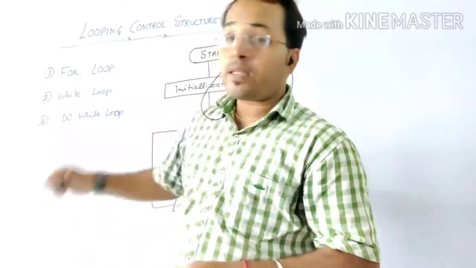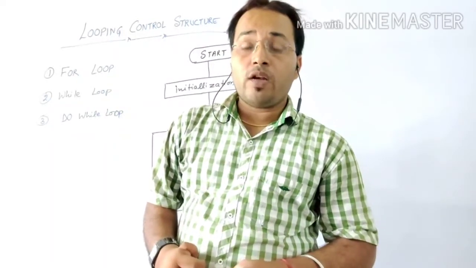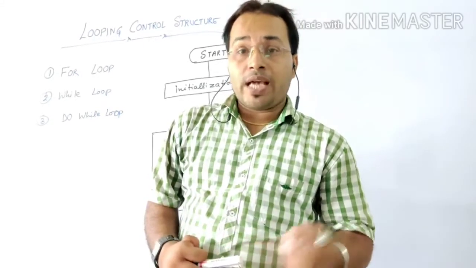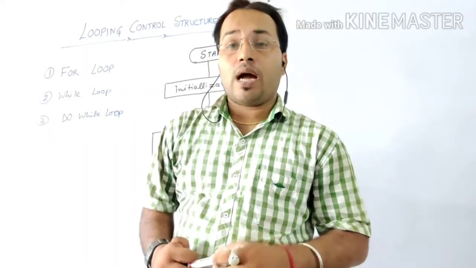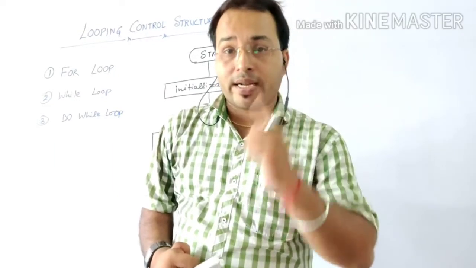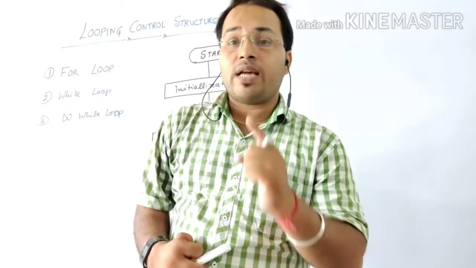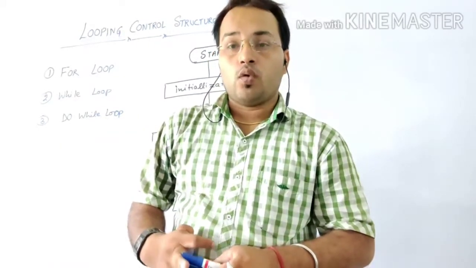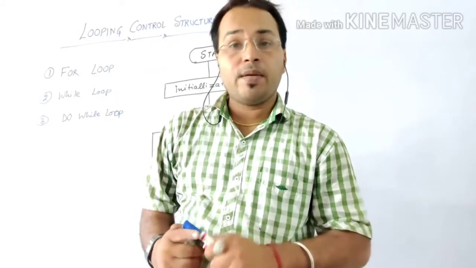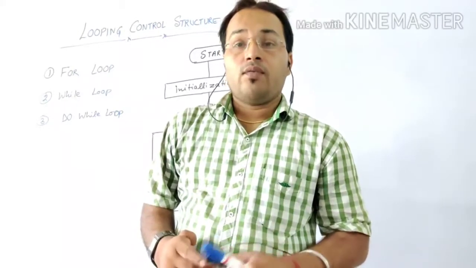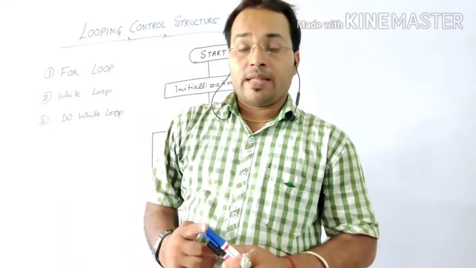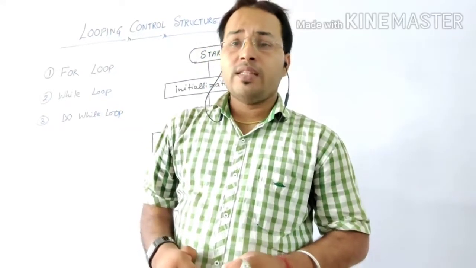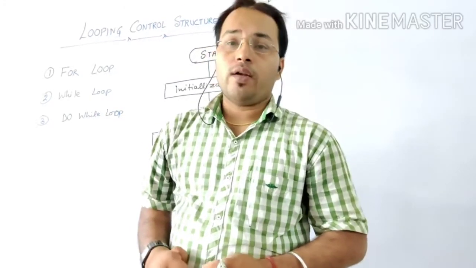The last loop is do while loop. What does do while loop suggest to us? Whenever we have to execute our statement at least one time, in that situation we will use do while loop. Always keep in mind, whenever it is fixed that my program has to execute at least one time, in that situation we will use do while loop.